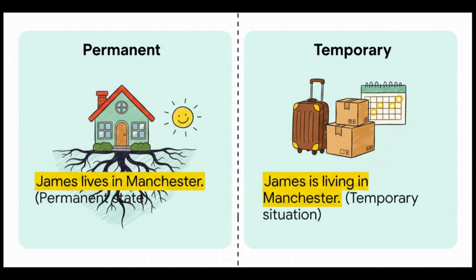So what's the real difference here? It all comes down to one thing: permanent versus temporary. If I say James lives in Manchester, I'm using the present simple. It sounds like a permanent fact, right? It's his home. But if I say James is living in Manchester, that little change signals that I think it's a temporary situation. Maybe he's just there for a few months for work.